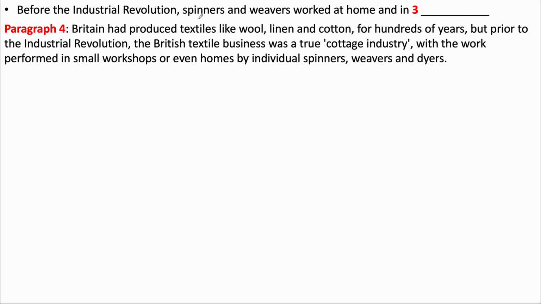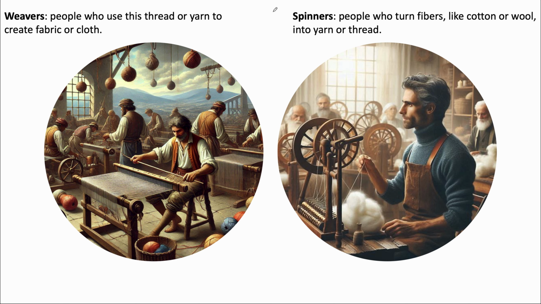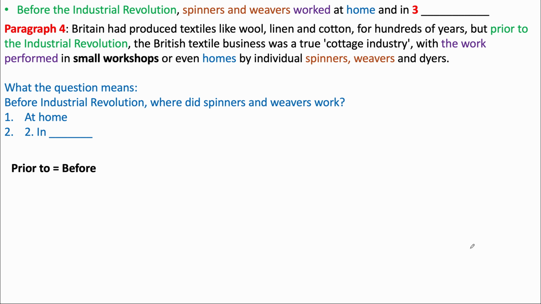The question mentions spinners and weavers. Spinners are people who turn fibers like cotton or wool into yarn or thread. Weavers are people who use the thread to create fabric or cloth. The question is asking where they worked before Industrial Revolution. It is mentioned that they worked at home, and we have to look for where else they worked.